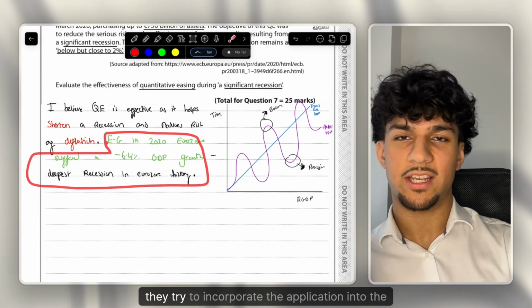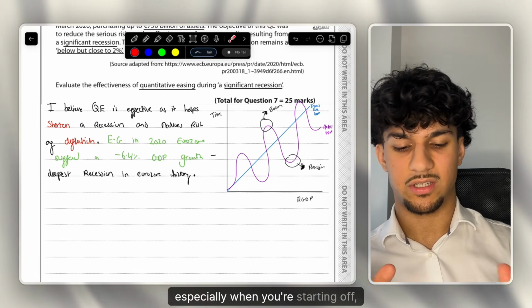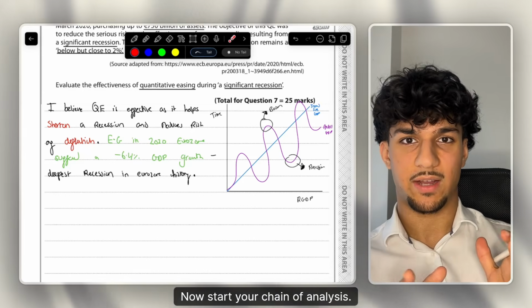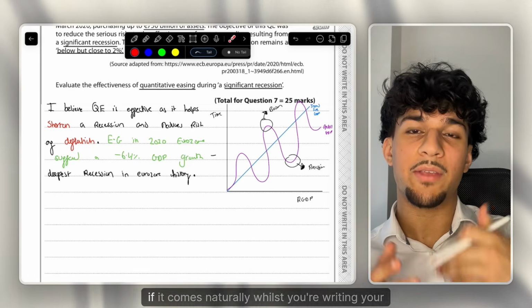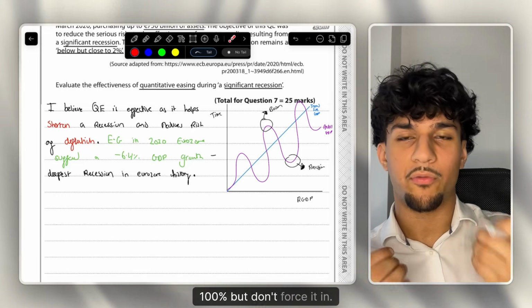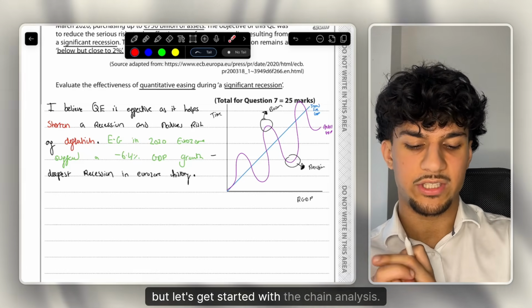What some students do, they try to incorporate the application into the chain of analysis. I would, especially when you're starting off, keep it simple, keep your application separate, then start your chain of analysis after that. If it comes naturally whilst you're writing your chain of analysis, you think of something, yes, 100%, but don't force it in. Just make sure, like I said, you're including your application. But let's get started with the chain of analysis.